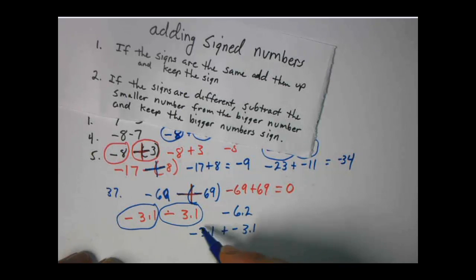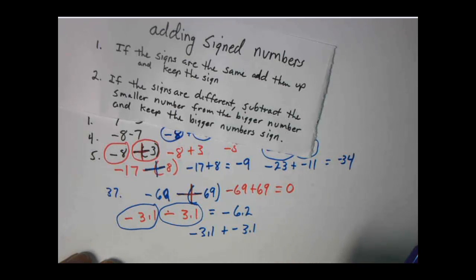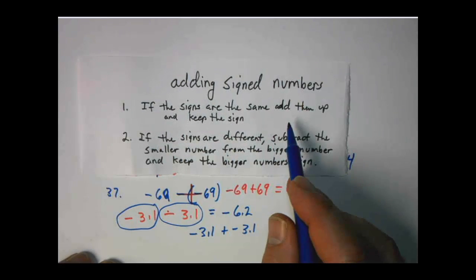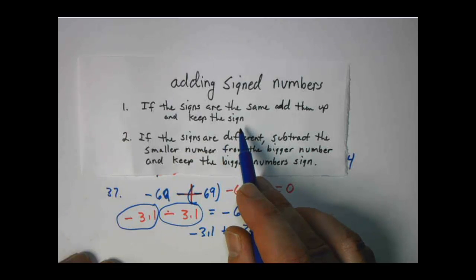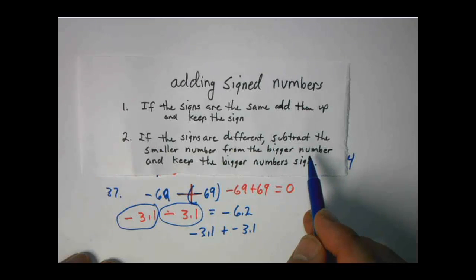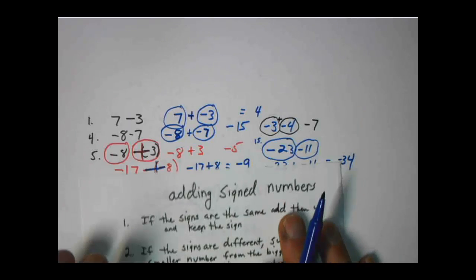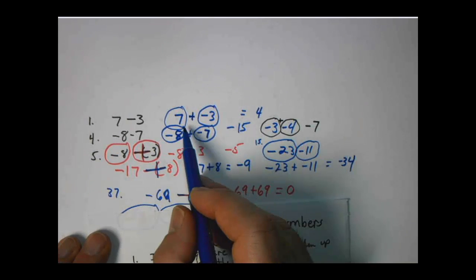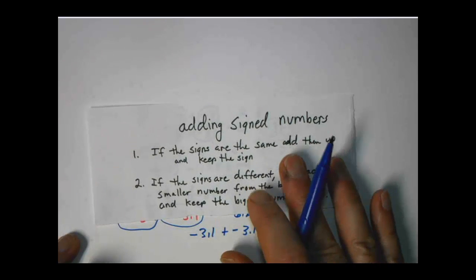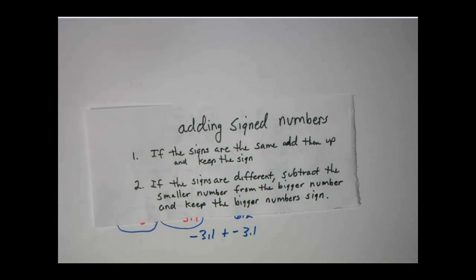Again, the signs are the same. We still do it the same way. It's whatever the procedure works best for you. So we're using the same rules. The signs are the same. We add them up and keep the sign. The signs are different. Subtract the smaller number from the bigger number and keep the bigger number's sign. We're just simply adapting or rewriting the problem, whatever works best for you, and then applying these rules. Have fun with the homework.